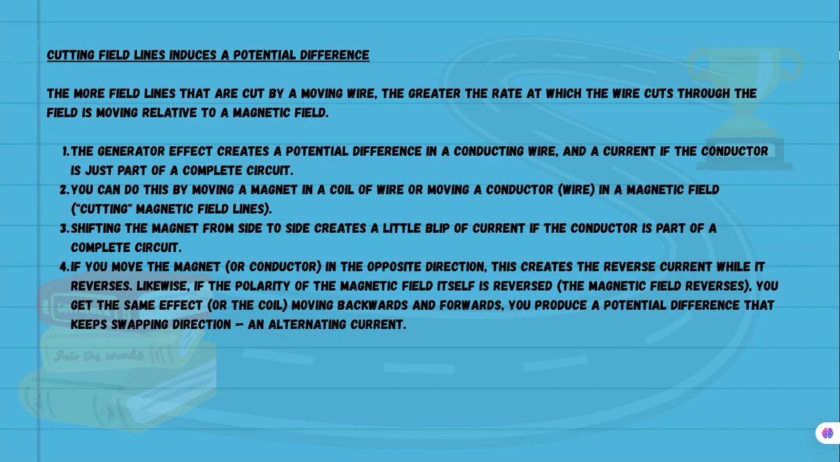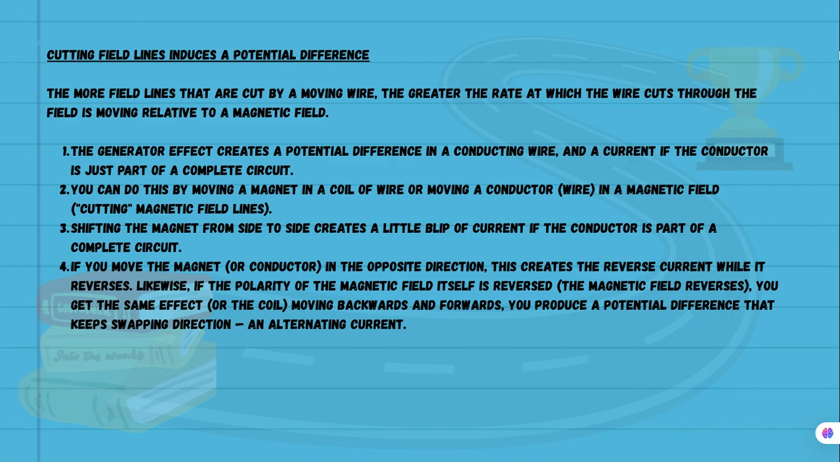Cutting field lines induces a potential difference. The more field lines that are cut by a moving wire, the greater the rate at which the wire cuts through the field, as it moves relative to a magnetic field. The generator effect creates a potential difference in a conducting wire, and a current if the conductor is part of a complete circuit. You can do this by moving a magnet in a coil of wire or moving a conductor wire in a magnetic field.